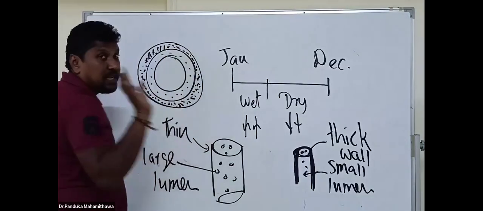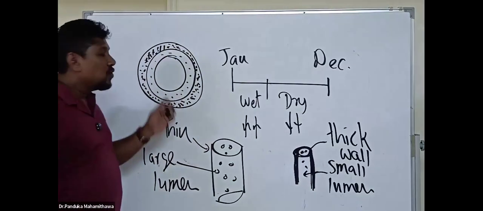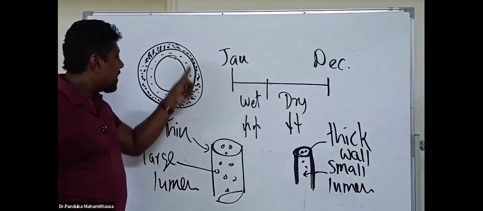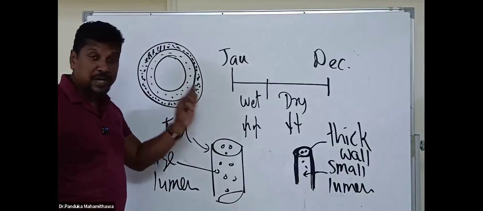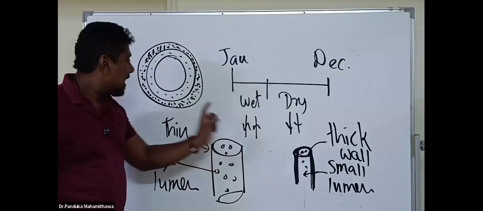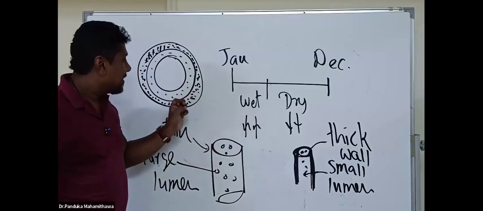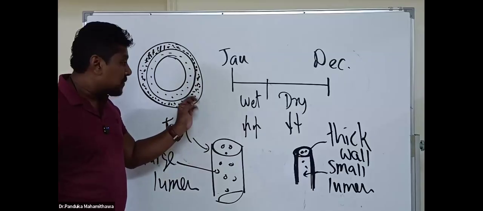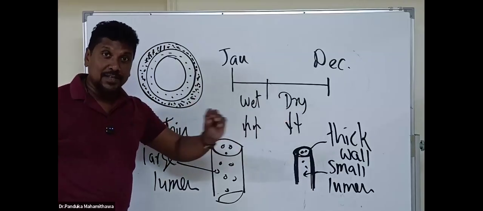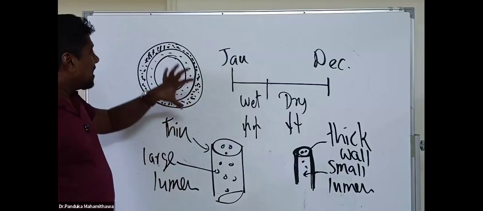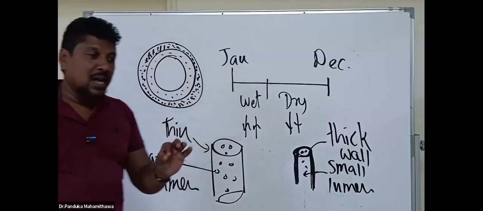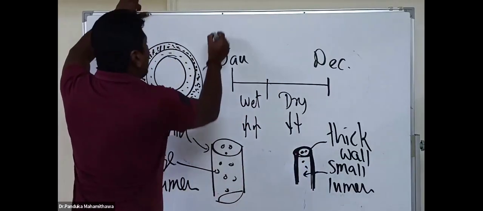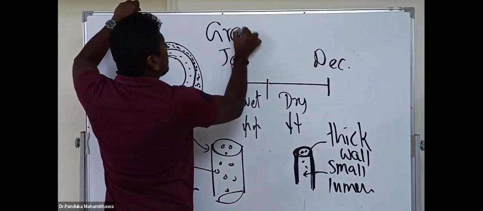Now, after 1 year, you can see two colored rings, right? One ring is produced in the wet season, and it is light in color, and another darker ring is produced in the dry season, and it is very dark. So these are called growth rings. These are called growth rings.